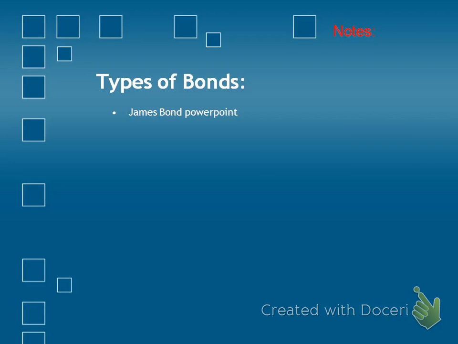Now, tomorrow we will talk about types of bonds and break down into covalent and metallic and ionic and how those occur.